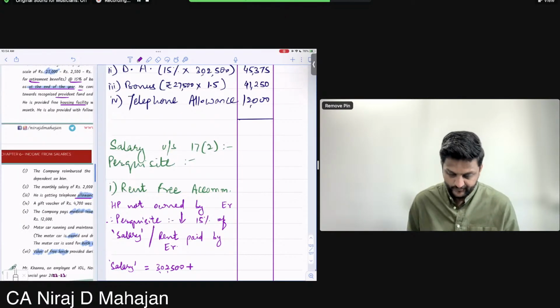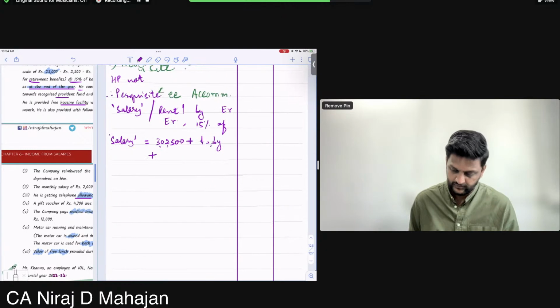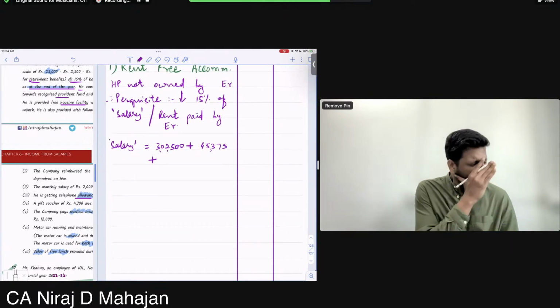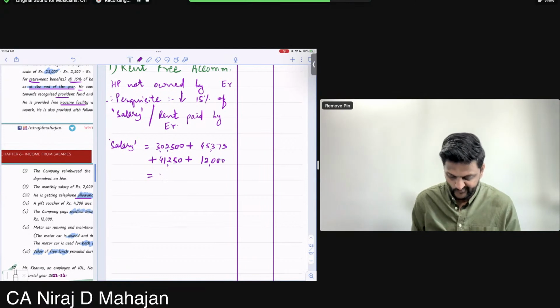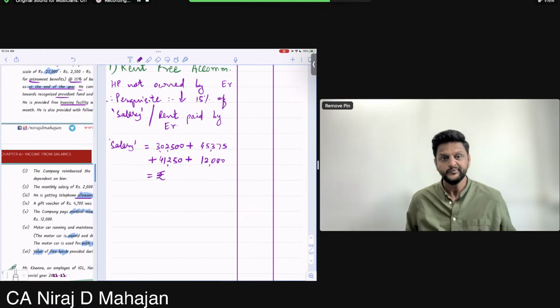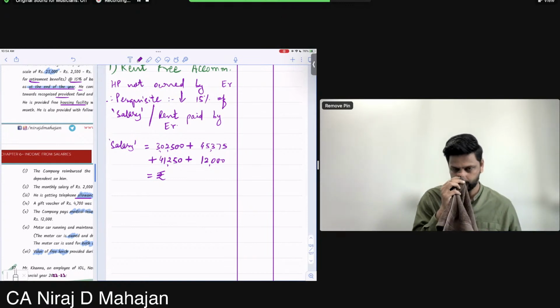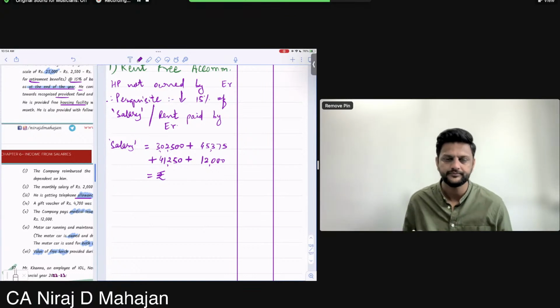45,375. Plus bonus? Yes. And our telephone allowance also, yes. Why? Taxable allowances we take. Give me this salary. Is it 4,01,000 something? 125?